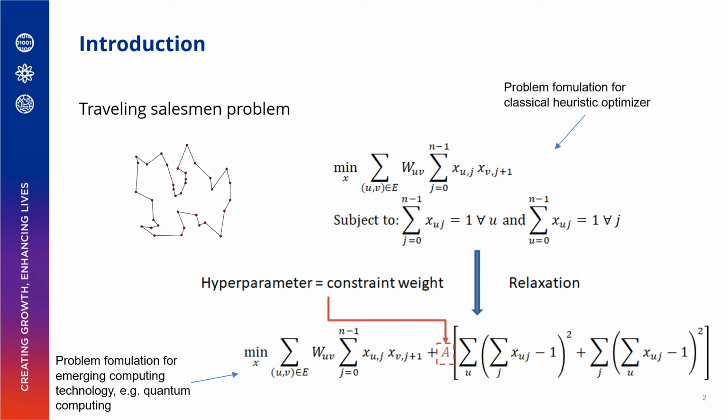The relaxation parameter is critical to the quality of the solution. If it is too small, the solution of the QUBO could violate the original constraints. If it is too big, the solution might not be the optimal one.